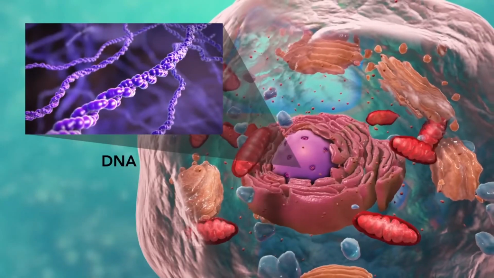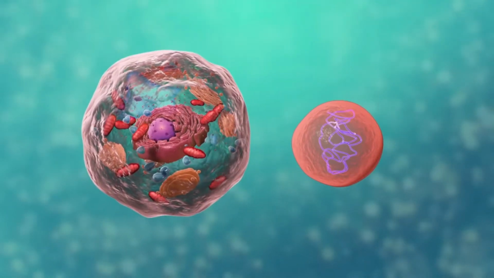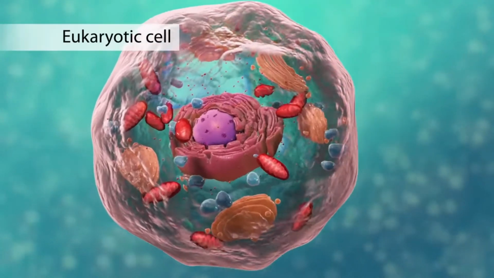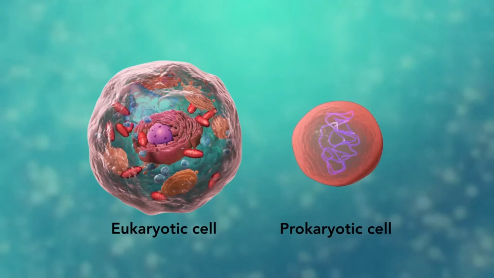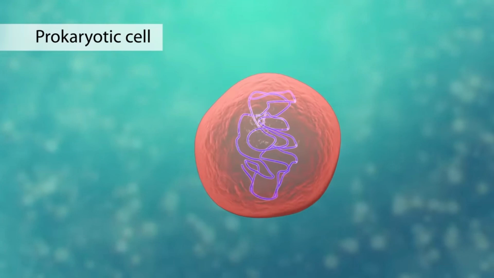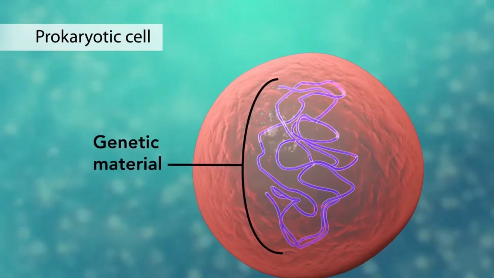Eukaryotic cells are known for containing organelles, including a nucleus that houses the cell's DNA. These types of cells are typically found in more complex organisms, such as plants and animals. In contrast, prokaryotic cells lack a nucleus and membrane-bound organelles. These unicellular organisms, primarily represented by bacteria, showcase a simpler cellular structure.